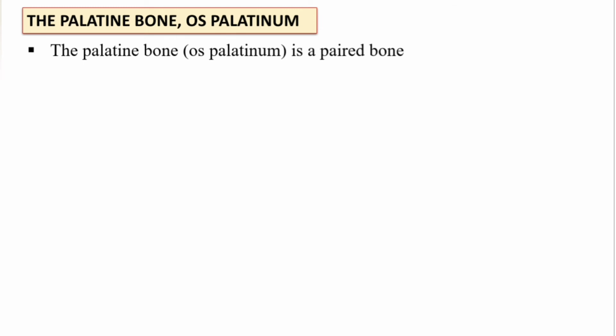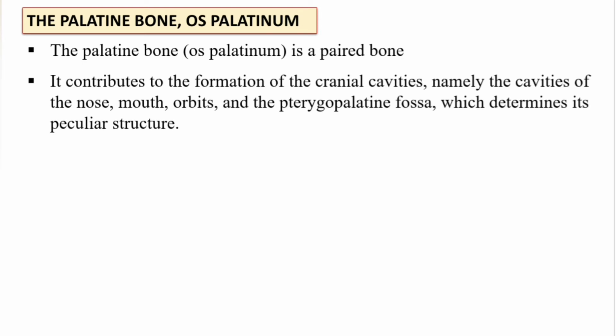The next bone is the palatine bone. I already introduced it. The palatine bone, same as the maxilla, is a paired bone. It contributes to the formation of the cavities, namely the cavity of the nose, mouth, orbits, and the pterygopalatine fossa, which determines its peculiar structure, right?